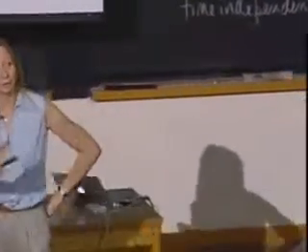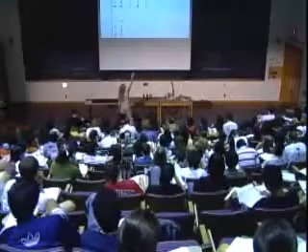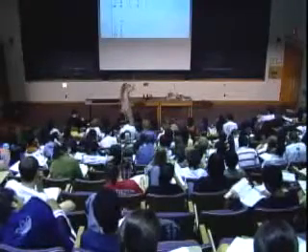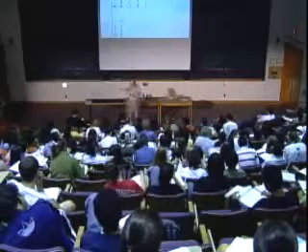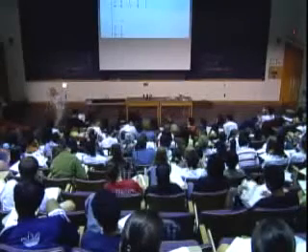Now, again, for m equal minus 2, minus 1, 1, and 2, those wave functions, when you solve Schrödinger's equation, are complex wave functions.